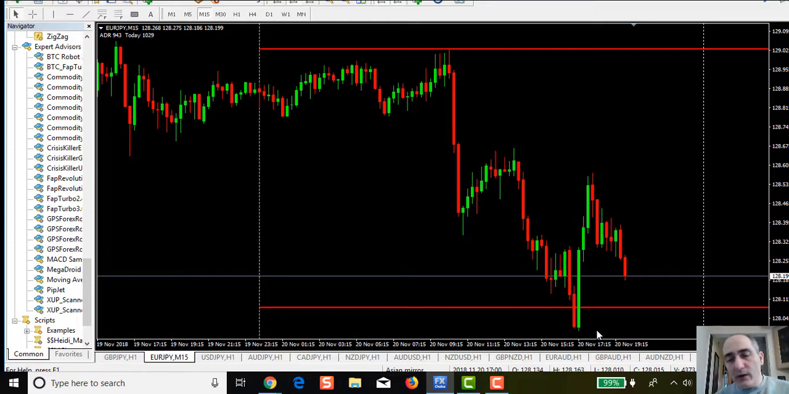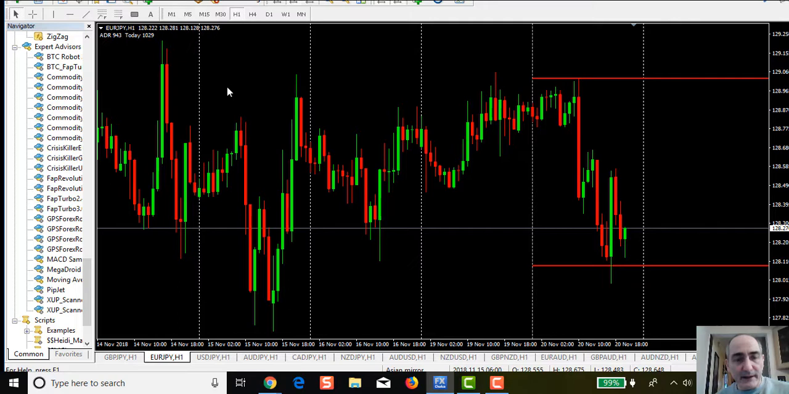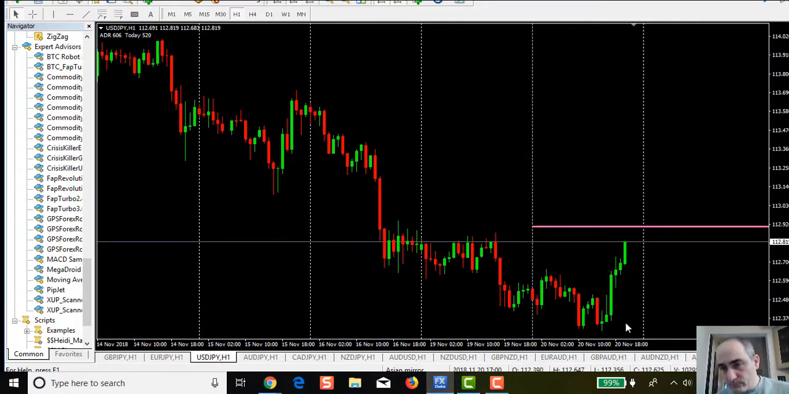So I wouldn't have taken this trade, but you can see what happens. The next three candles go up over 50 pips. Okay, so that's an impulse candle trade. We're going to go back to the 1-hour chart here.